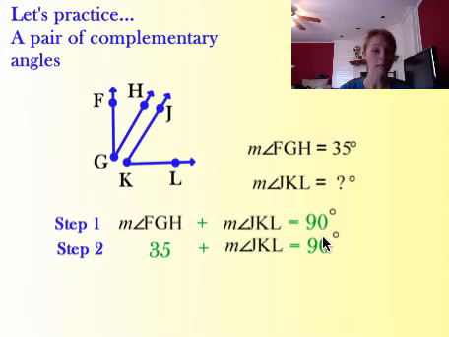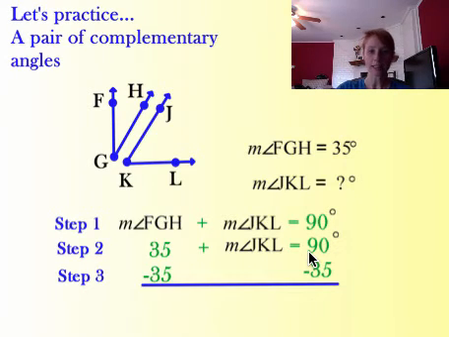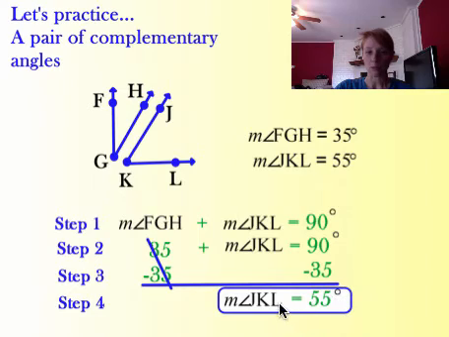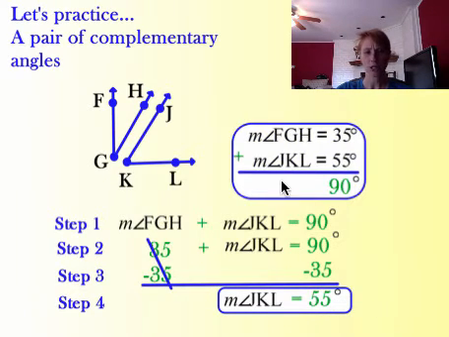Okay, step 2, let's go ahead and plug in what we know. We know that the measure of FGH is 35. We don't know this measure, and we know they add up to 90. So to isolate the measure of JKL, I'm going to subtract 35 on both sides. And that leaves me with the measure of JKL is 55 degrees. Let's go ahead and check our work. When we add these up, it equals 90 degrees. Great, our work checks out.